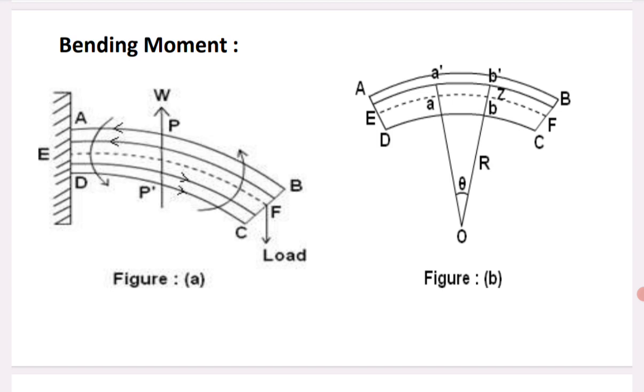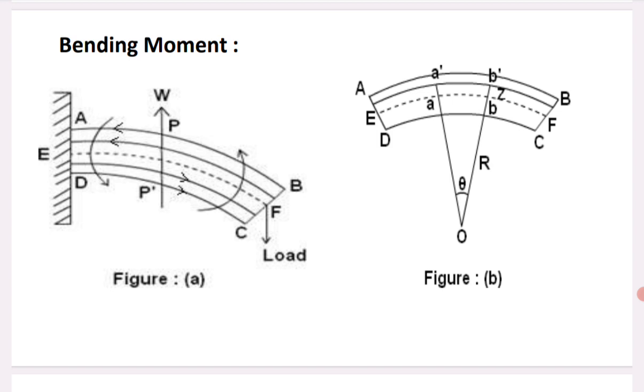What about the filaments or layers which exist above that line EF? They get elongated. Then what about the layers which exist below the neutral surface? They get compressed, as shown in figure A.